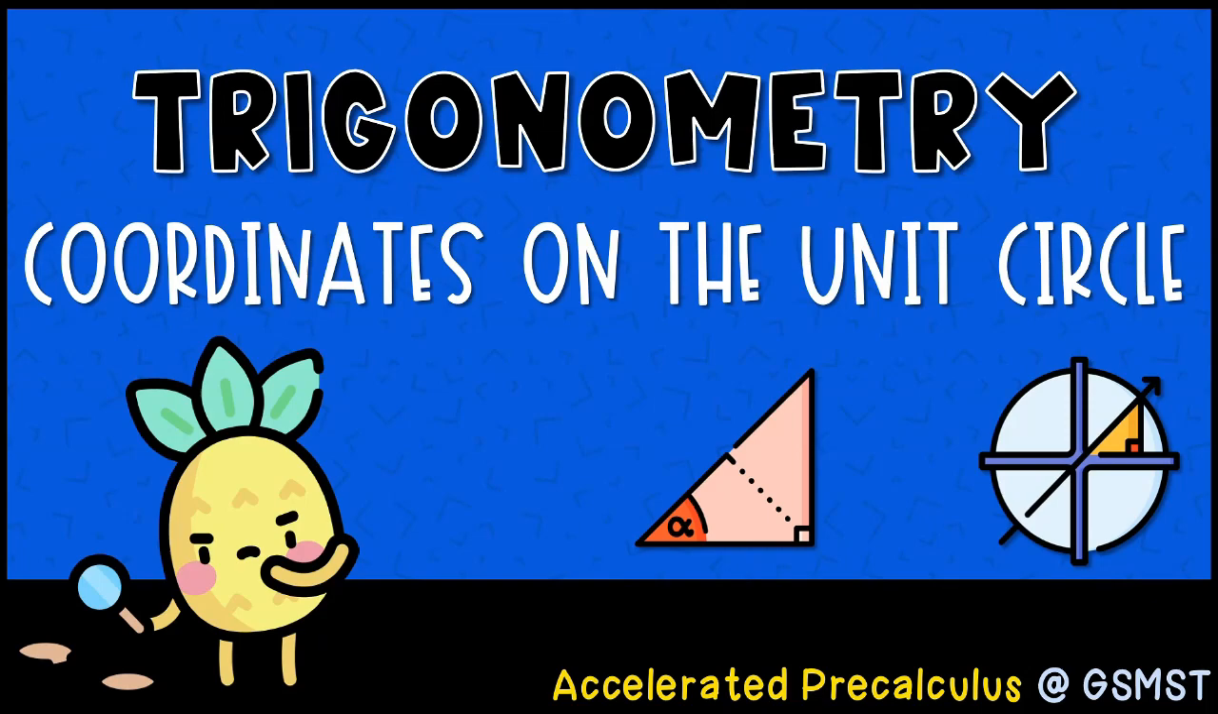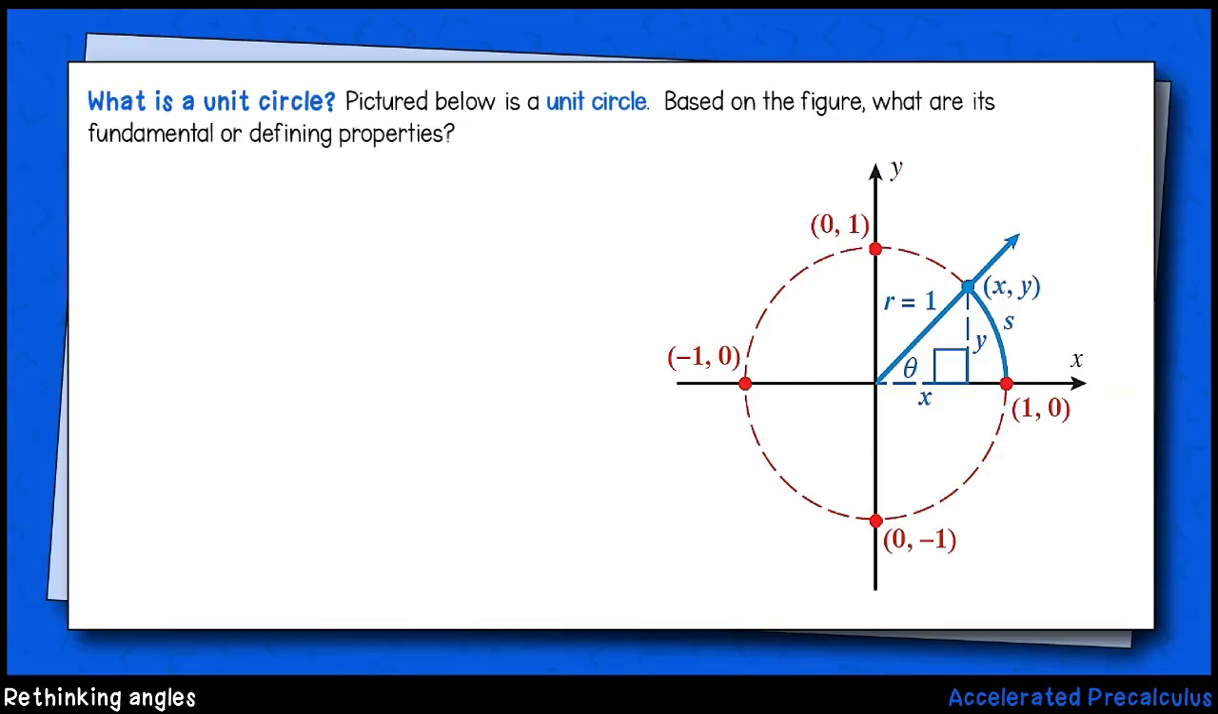Let's get started. Let's start by taking a closer look at the unit circle itself. A few key features I'd like to point out are these points in red along each of the axes. If I were to draw a segment from the origin out to any of these points in red, it would have a total length of 1 unit, or more specifically, a radius length of 1.